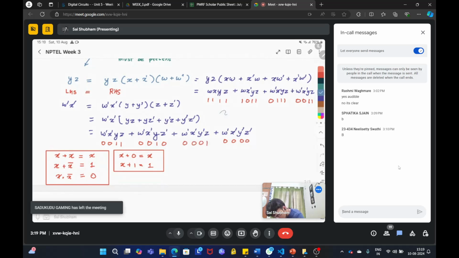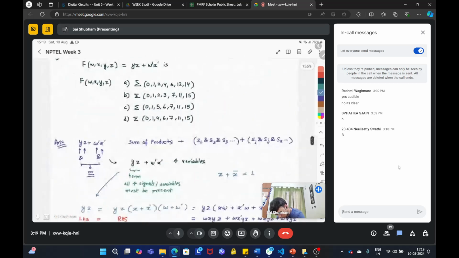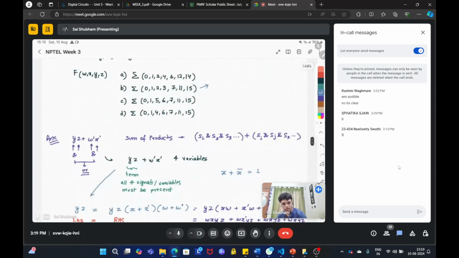So how many terms are there? There is 0, there is 1, there is 2. This is 0, this is 1, this is 2, this is 3. This is 3 as well, this is 7, this is 15, and this is what, 8 plus 3, 11. So we have 0, 1, 2, 3, 7, 11 and 15. So this is the answer, B. I hope everybody got this.